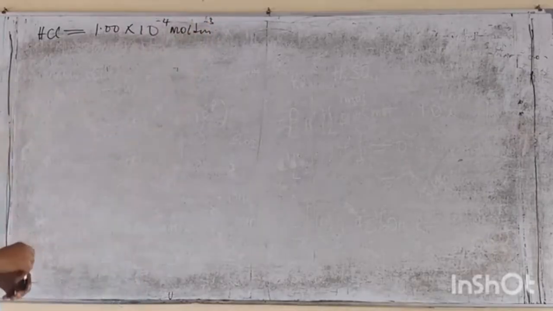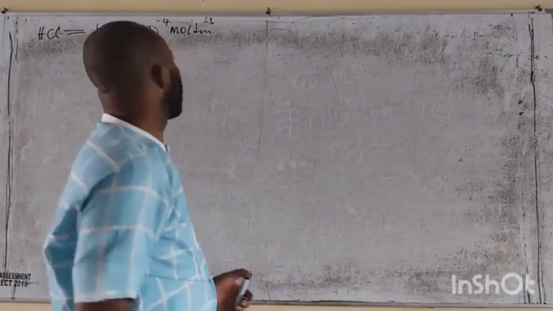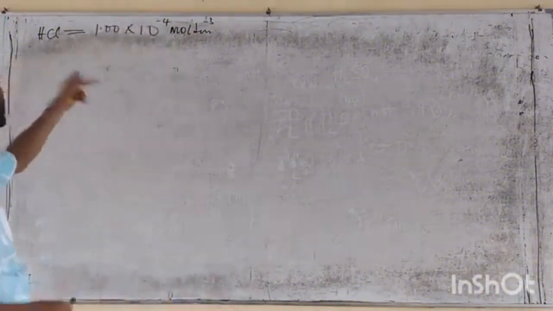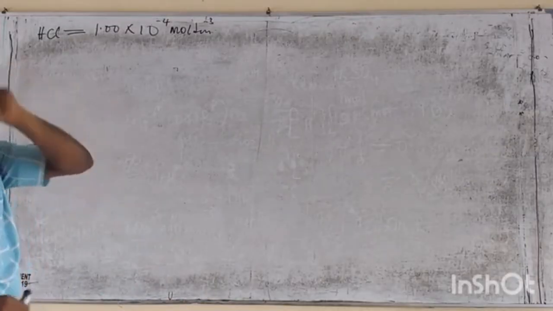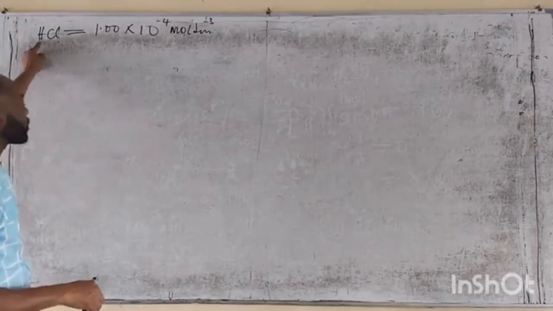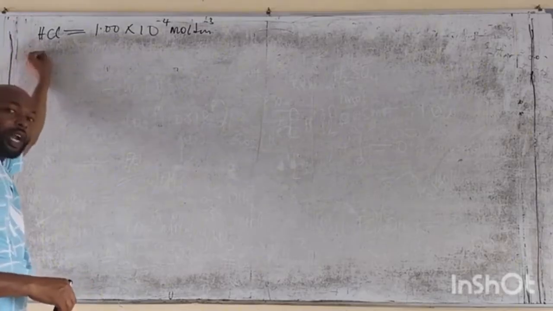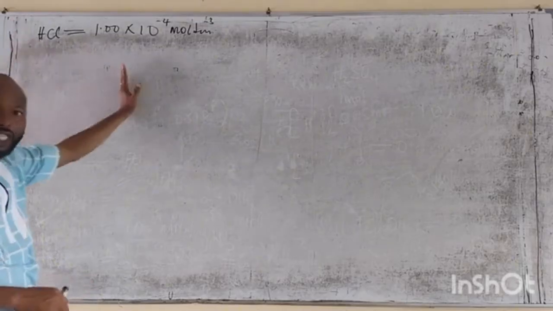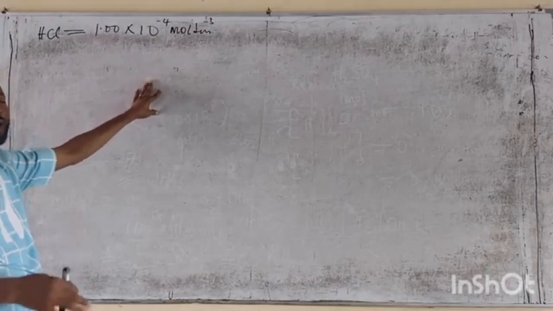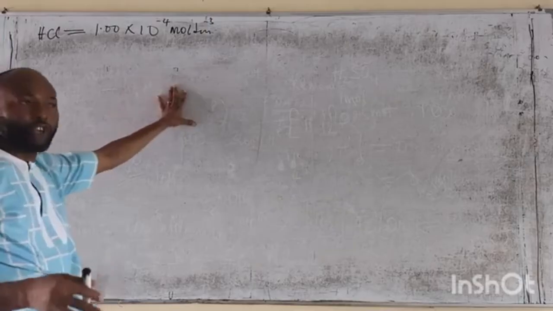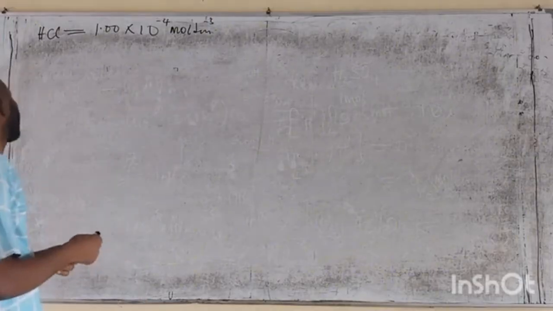Now, this question is not a direct question like the other one. They've given us the concentration of HCl and they're asking us to get the pH. And remember, the pH is the negative log of the hydrogen ion concentration. So we have to dissociate, ionize it, and calculate the concentration of the hydrogen ion. Then after that, we can proceed to get our pH. So let's see how that goes.